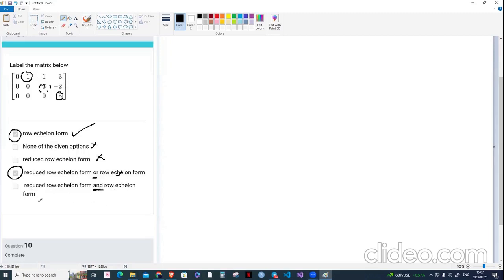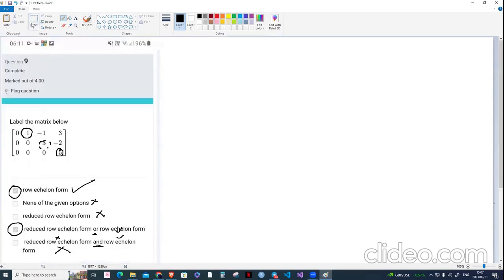Reduced echelon form and row echelon form. In order for this one to be true, both of them must be true. But this one is wrong. Doesn't matter about the other one. Even if it's correct, this whole thing will be wrong. So yeah, we are done with question 9. Move on to question 10.